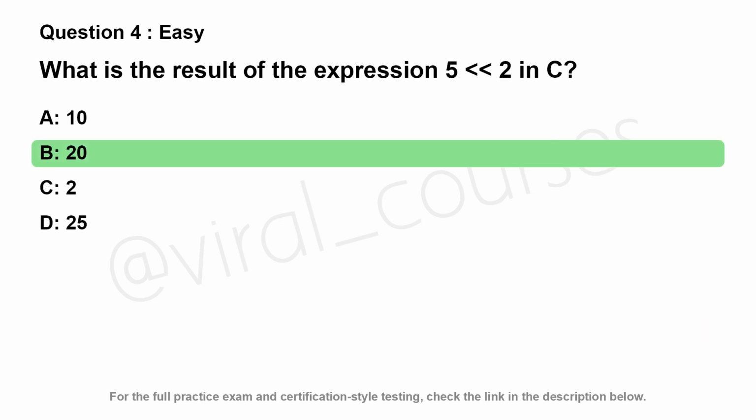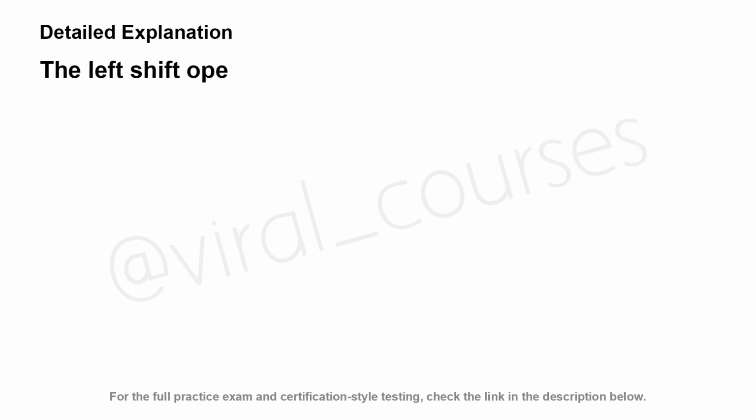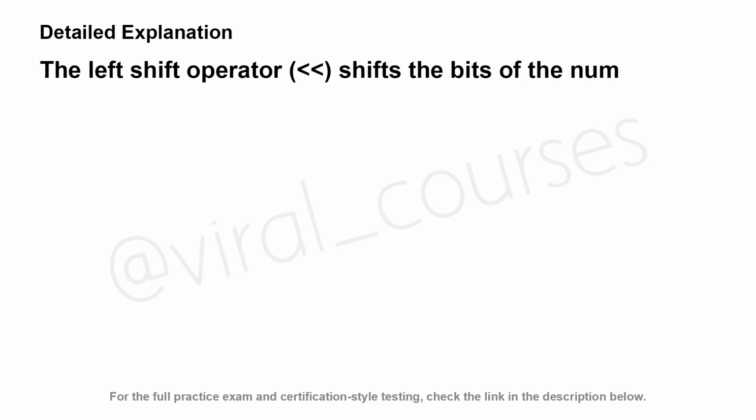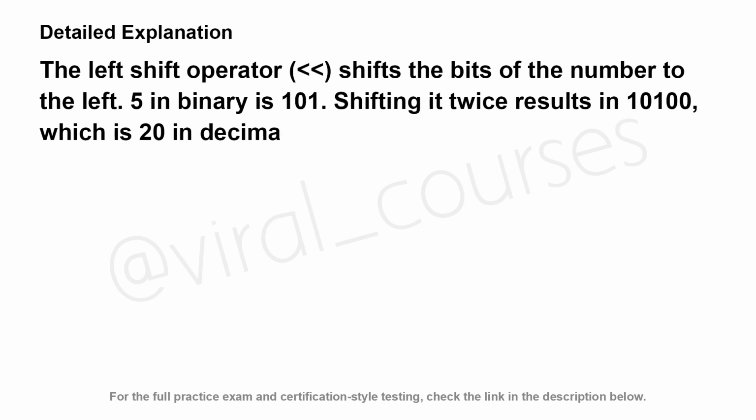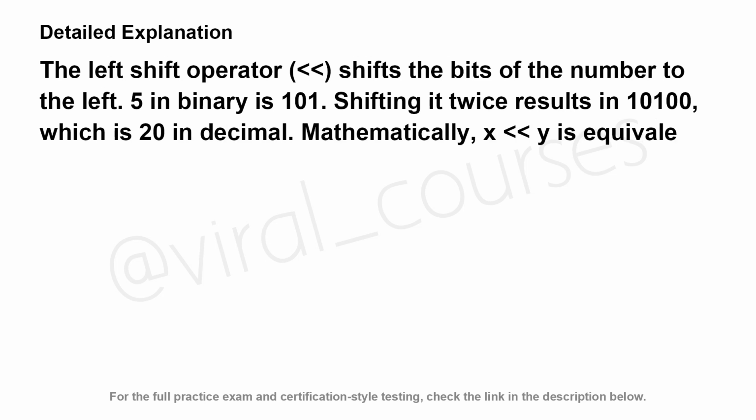The correct answer is B. The left shift operator, <<, shifts the bits of the number to the left. 5 in binary is 101. Shifting it twice results in 10100, which is 20 in decimal. Mathematically, x << y is equivalent to x * 2^y. So, 5 * 2 squared equals 20.